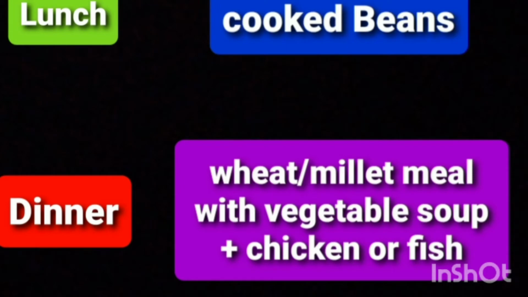Then for dinner, I went for wheat or millet meal with vegetable soup, either afang soup or any kind of soup. Now, you should know that when I say wheat meal, you make it in the form of swallow. When I say wheat pap, it's what you can take in the pap, like oat. So you should know the difference between wheat meal and wheat pap, or millet meal or millet pap. Any of the two can work for you.